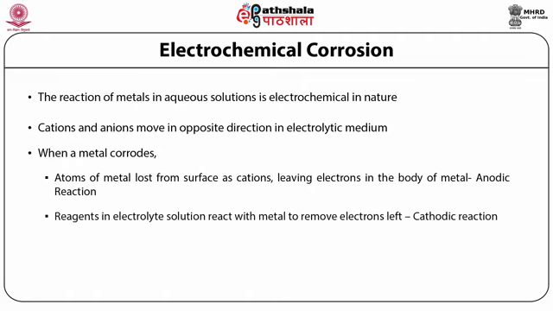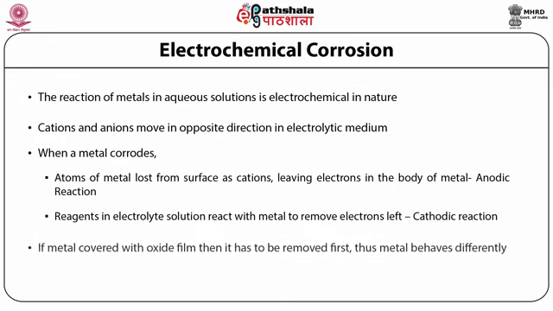Simultaneously, reagents in the electrolyte solution react with the metal surface to remove electrons left behind by the departing metal ions. This removal of electrons is termed the cathodic reaction and takes place at a cathode. The cathodic reaction always involves consumption of electrons or electrochemical reduction.